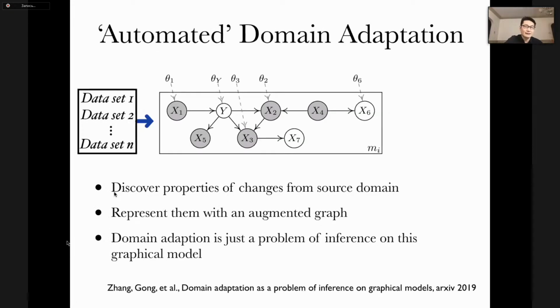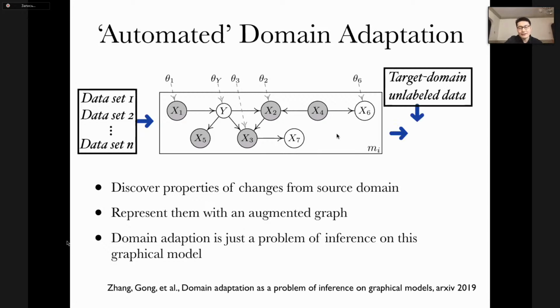So you have a data set from different domains, and you can find a graphical representation to represent the changeability of the distribution, regarding where the changes can happen and which modules are invariant, and then you can do adaptation. Adaptation can be understood as the following task. In the new domain, we have values for the features and we want to infer the value of y. So this is nothing but a problem of inference on graphical models. This is just the end-to-end way to do domain adaptation if you have multiple domains.